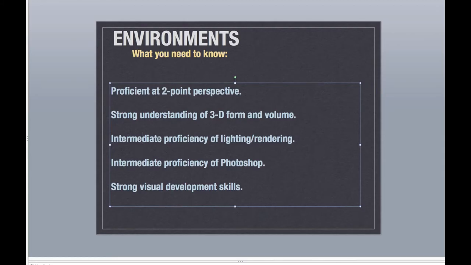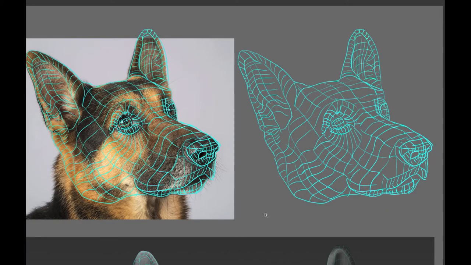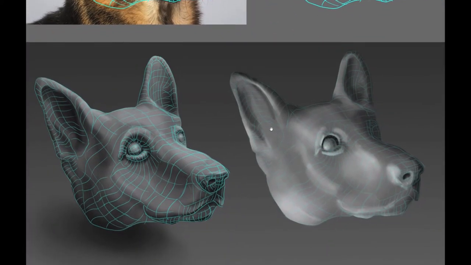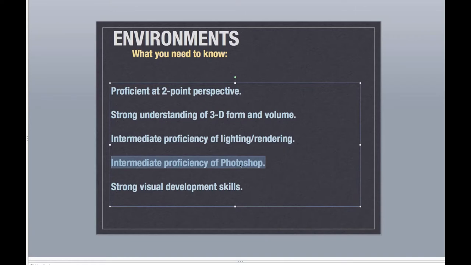You need to have an intermediate proficiency of lighting and rendering. Intermediate meaning you're beyond the basic 1-2-3 read, and now you're able to render without contour lines. You can also control your values so that they're balanced locally. That means that with an understanding of form and volume, you can then apply any lighting strategy to that three-dimensional form.